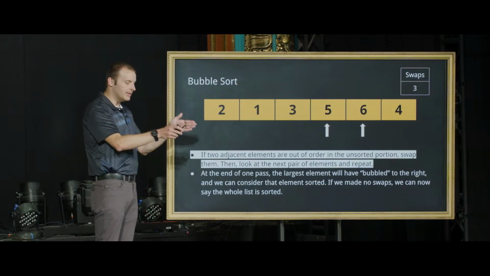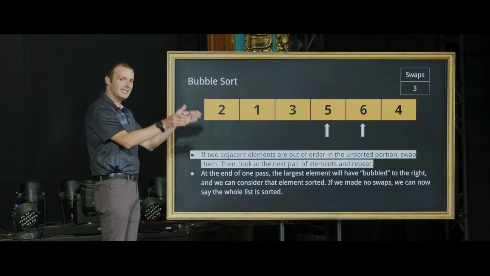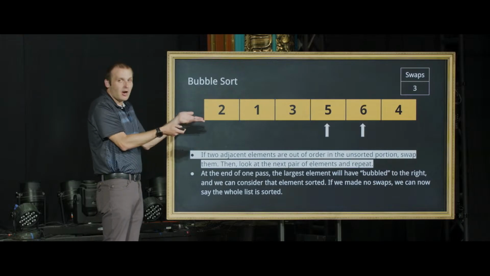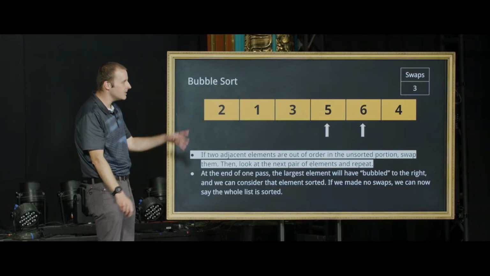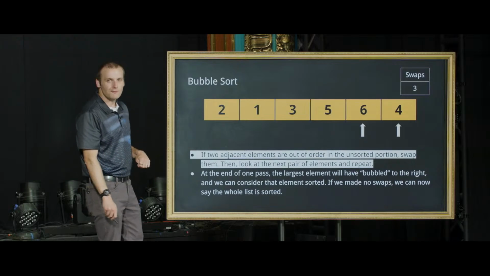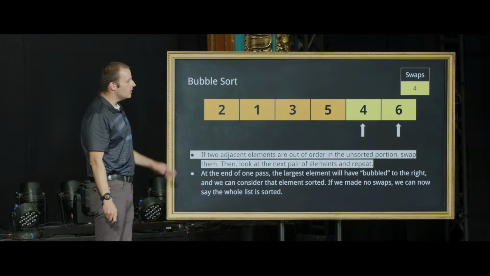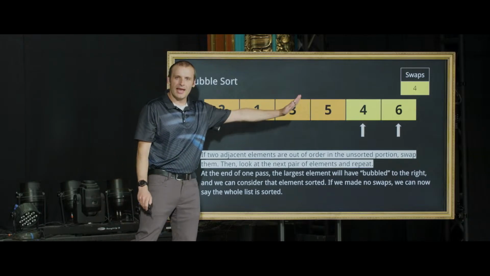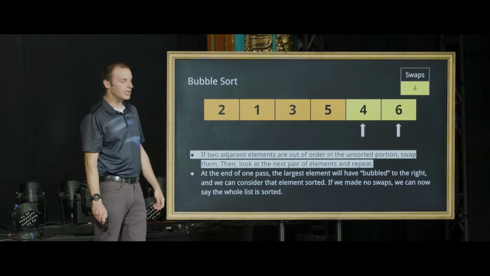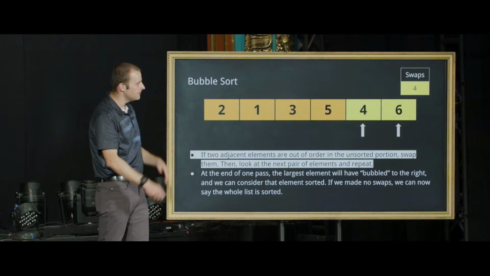We're only looking, in this algorithm, at just this pair at a time. This pair happens to be correct. So we don't have to make any swaps here. We look at 6 and 4. 6 and 4 are out of order. We swap them. And now we have pushed the largest element as far to the right as it can go. There's no other pair to look at.